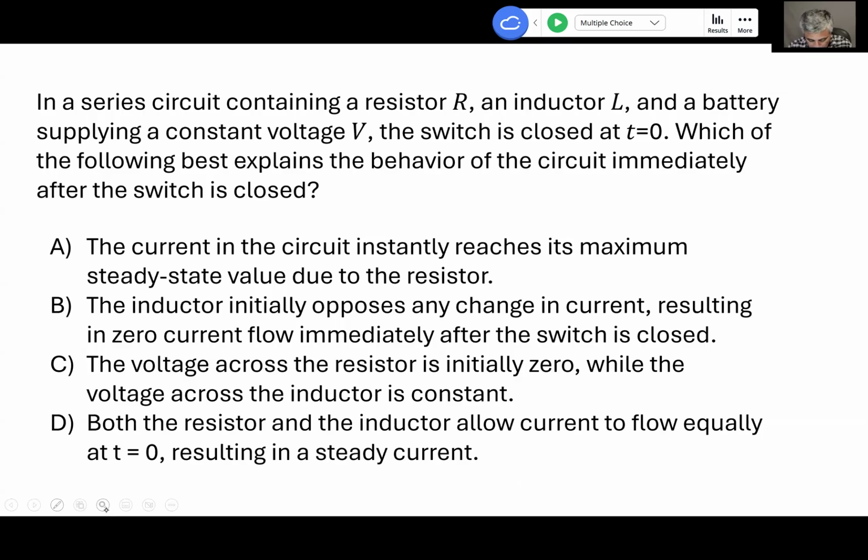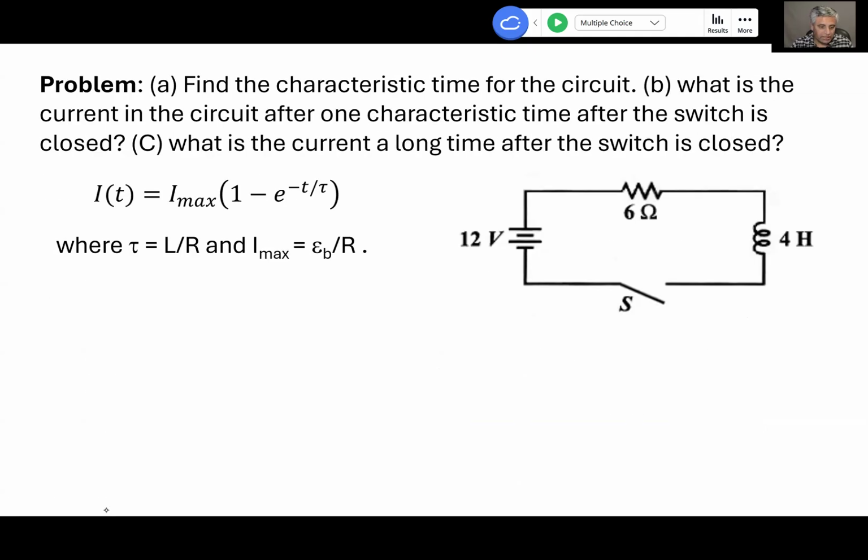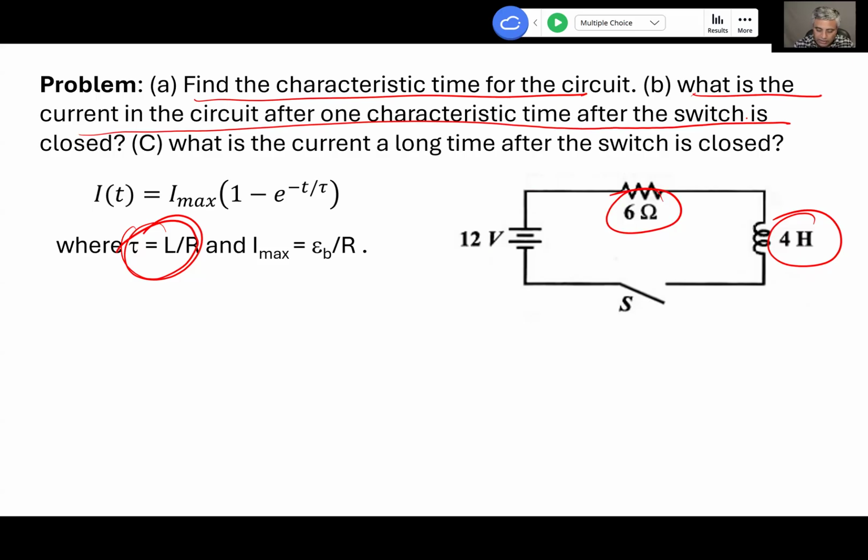I have this question, but I'm just noticing I also have this one here. So what we were just talking about is used here. Since it's already 50, let me quickly go through it. It says find the characteristic time, so you use this formula. L and R are there, right? So you can do that. What is the current in the circuit after one characteristic time? Remember, it's 63% of maximum, or you can calculate that since you know the characteristic time.